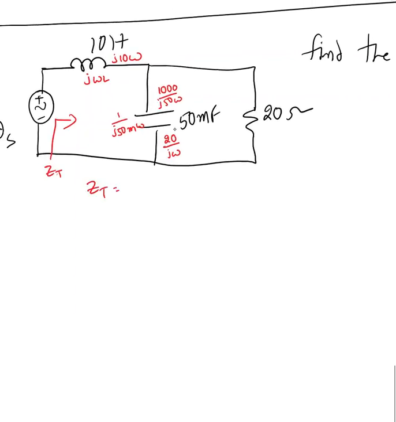So to find the total impedance, I'm going to do Z total equal to, you can see resistor and capacitor reactance, they are in parallel combination and it is in series with inductive reactance. So it is going to be 20 parallel with 20 over J omega plus J10 omega. That's our total impedance.